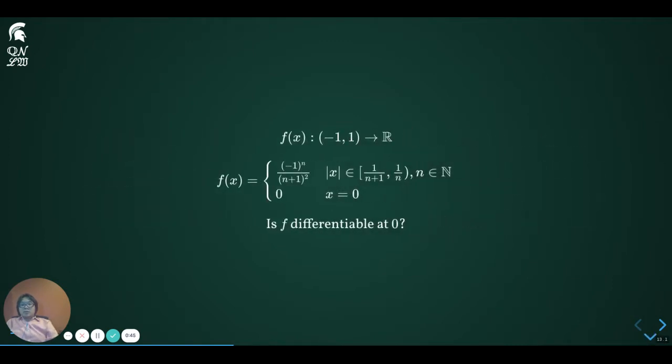The first function we will treat is a function defined on the interval from -1 to 1. It has the following piecewise definition. When the absolute value of the input is between 1 over n plus 1 and 1 over n, where n is a natural number, we set the output of f to be -1 to the power n divided by the quantity n plus 1 squared. And we complete this definition by adding that f of 0 is 0. Notice that every single number between -1 and 1 is accounted for in this definition. The question is: is the function f differentiable at 0?